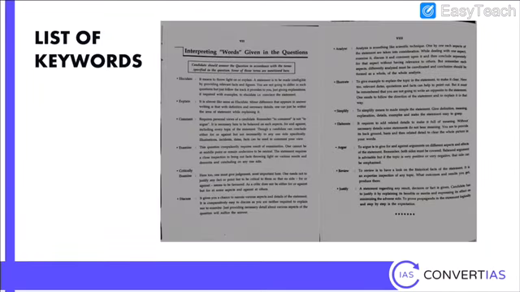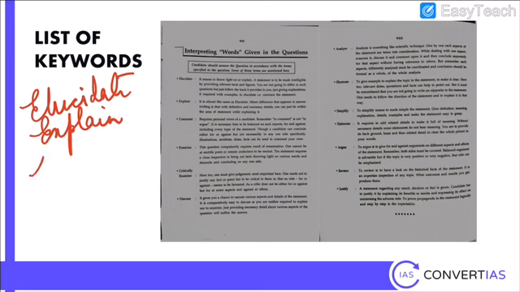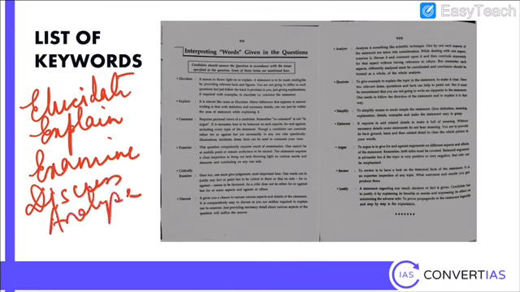Now, there are a few keywords which we are going to explain, not today but every day. Whenever we are doing the questions, we are going to explain all the keywords, and we are going to give some examples. For example, we have elucidate, explain, comment, examine, critically examine, discuss, analyze, illustrate, simplify, elaborate, argue, review, justify. These are some of the keywords which the examiner uses in the question paper.